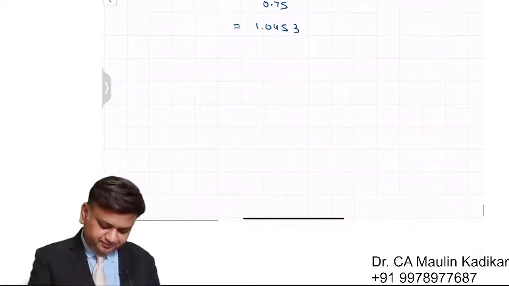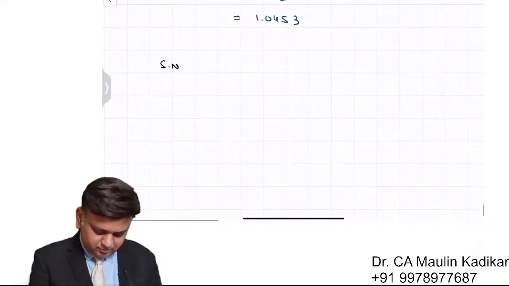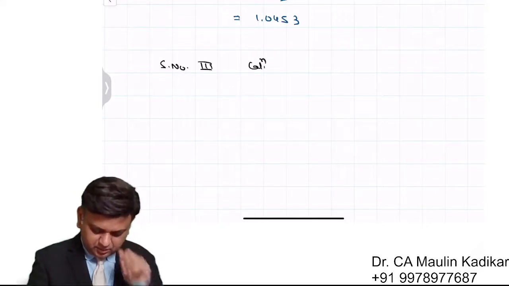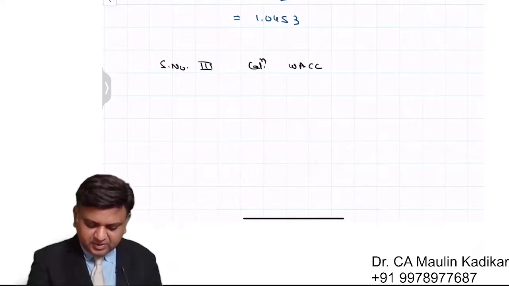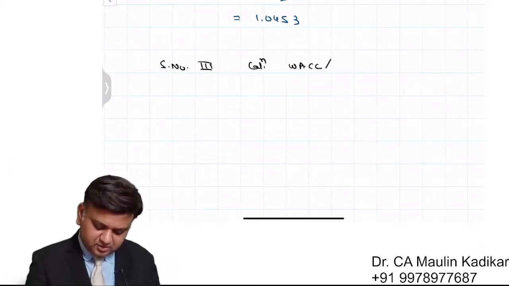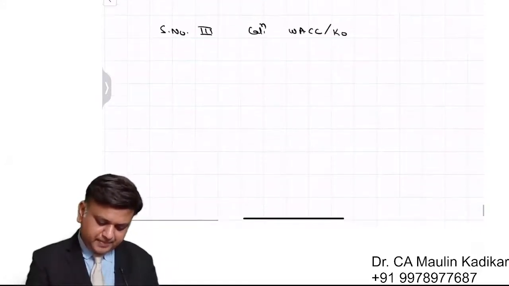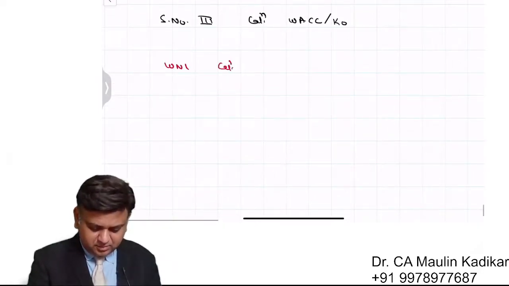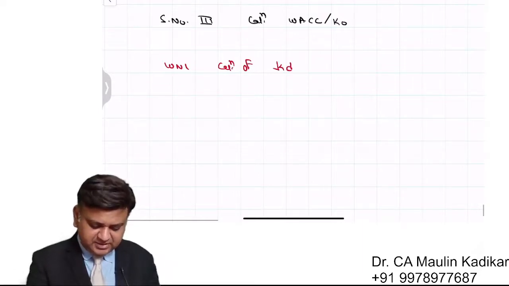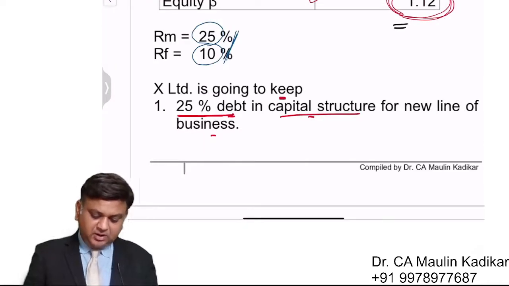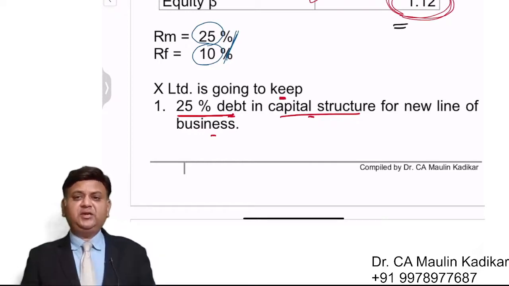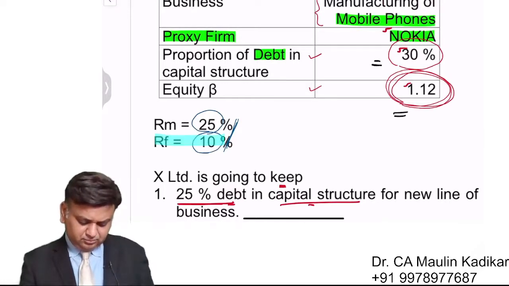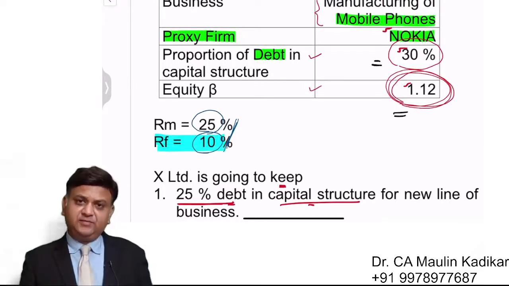Step number 3, calculation of weighted average cost of capital और ओवरऑल कॉस्ट ऑफ कैपिटल. उसमें क्या किया जाएगा, सबसे पहले वर्किंग नोट नंबर 1, कैलकुलेशन ऑफ KD, कॉस्ट ऑफ डेट फाइनेंसिंग. हम जो डिबेंचर्स इश्यू करने वाले हैं उसके लिए रेट ऑफ इंटरेस्ट नहीं दिया है, तो हम ऐसा अज्यूम करेंगे that we will issue the debentures at the rate of 10%.